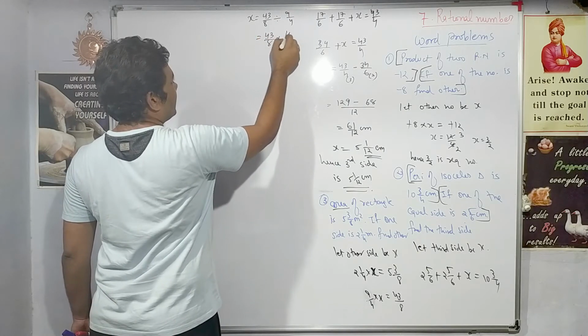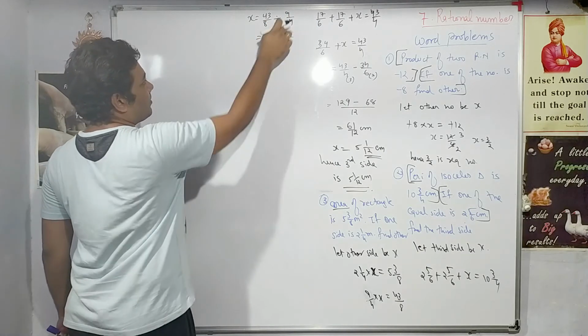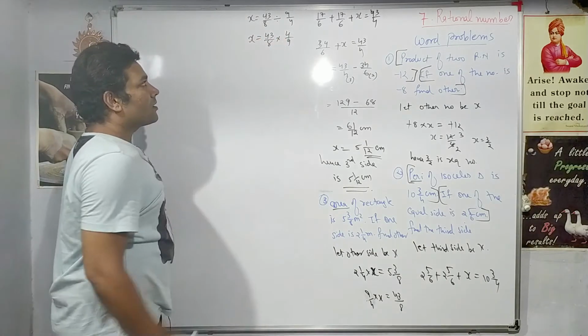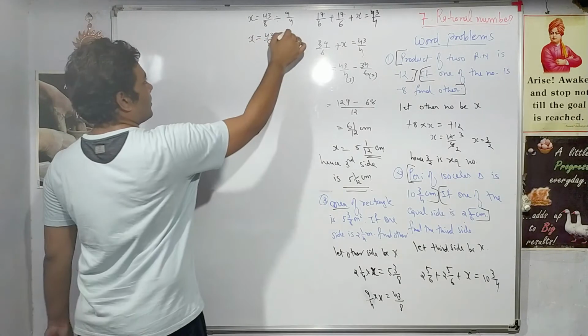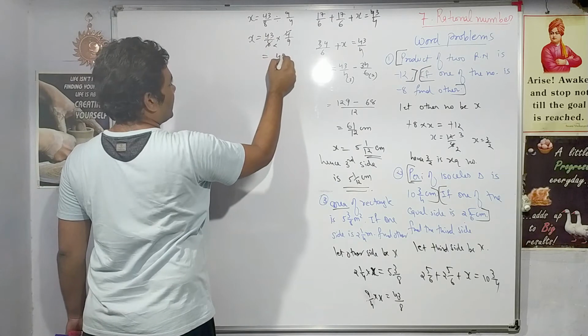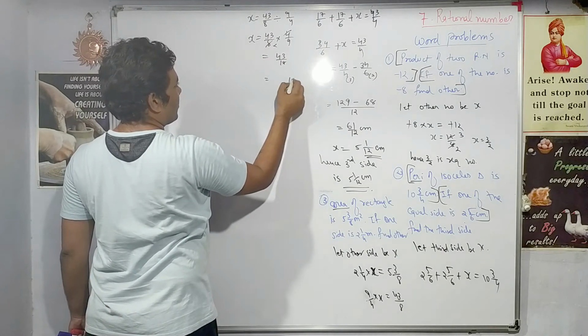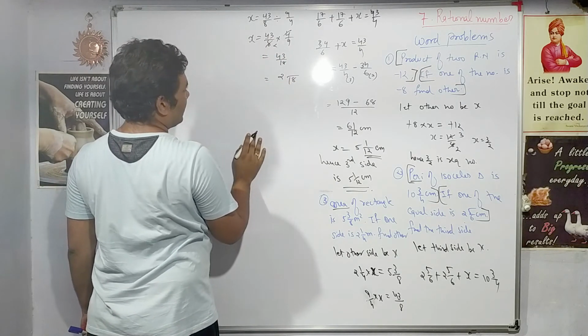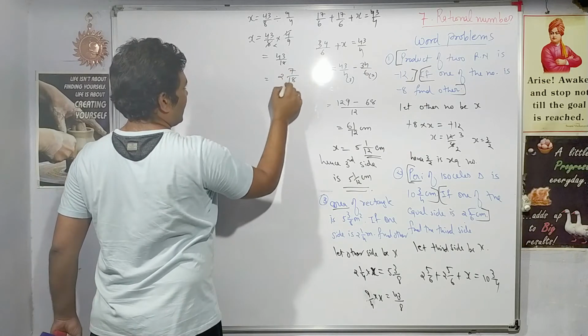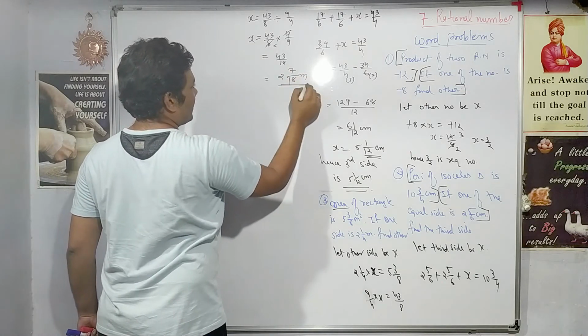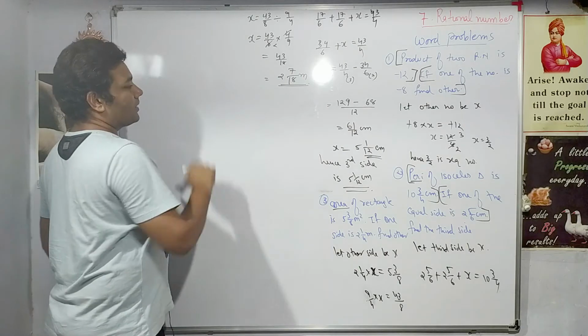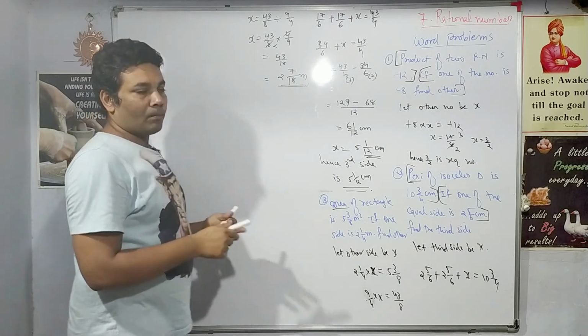It will get converted into division, right? And division can be shifted into multiplication this way. We have already learned this in the previous exercise. Simplify. So 43 upon 18, so 2 integer 7 upon 18 meter is the length of the other side. Again you should write it down in sentence form.